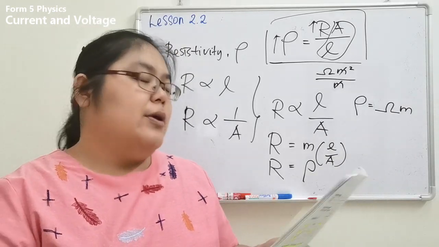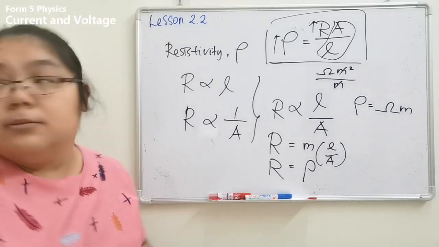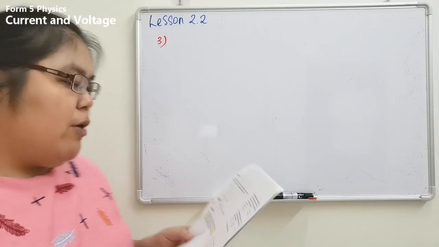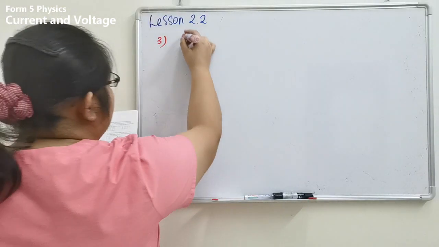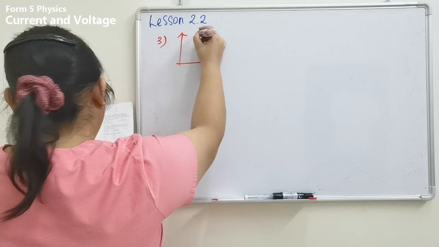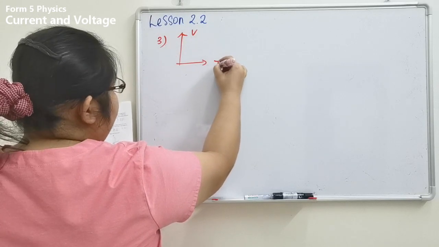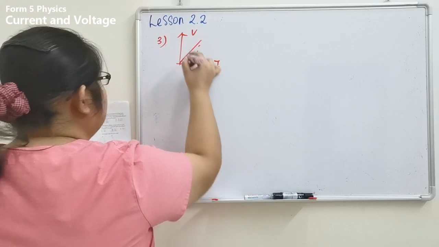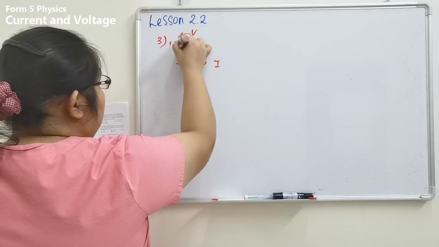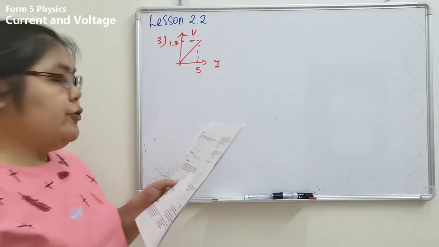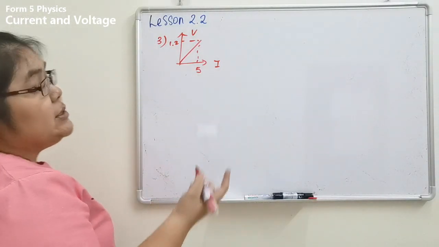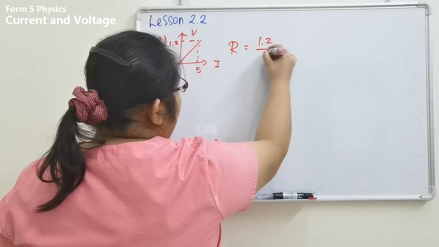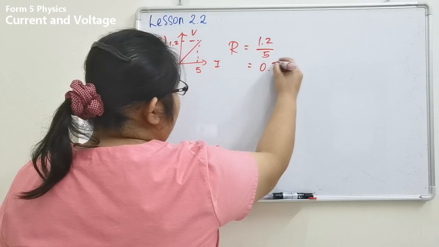Okay, so now we're going to set question 3 first. Example 3, we see the question. They say the graph shows the result of the experiment to determine the resistance of a wire. So they give you the graph, V versus I, passing through the origin. Reading is 5, here is 1.2. The question is straightforward: find the resistance. Resistance means the gradient of the graph. So resistance equals 1.2 over 5. So the answer should be 0.24 ohm.